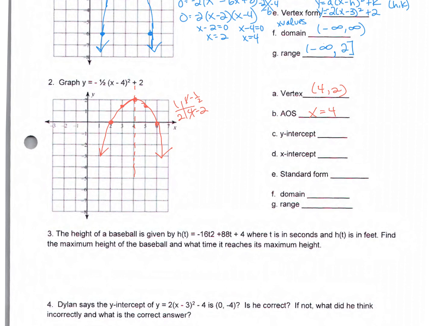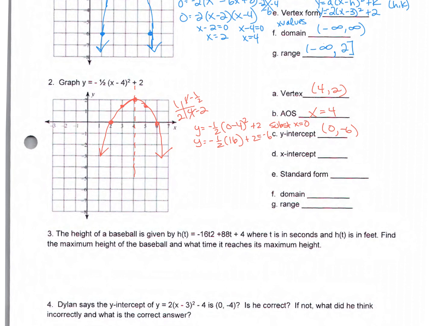I can't really see my y-intercept, so I'm going to substitute in a 0 for x. In this problem, when I do that, I have negative 1/2 times 0 minus 4 squared plus 2. That is negative 1/2 times negative 4 squared, which is positive 16. So that looks like it's going to be a negative 8 plus 2. Looks like I'm going to get a negative 6 for my y-intercept, so 0, negative 6. You might have got it from the graph if you kept moving your graph out.